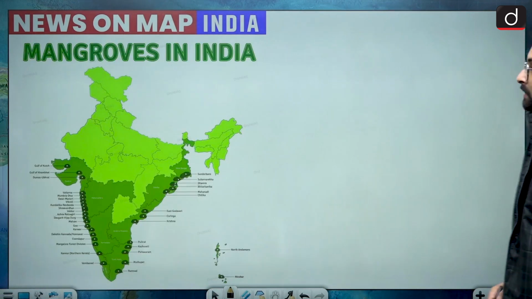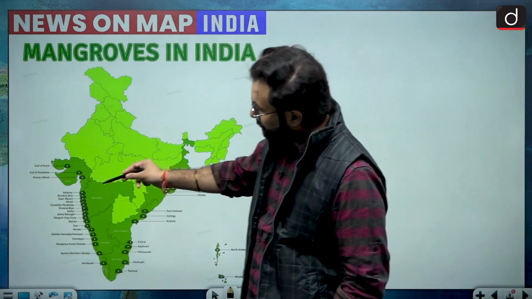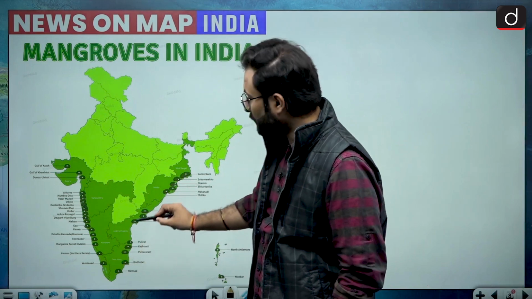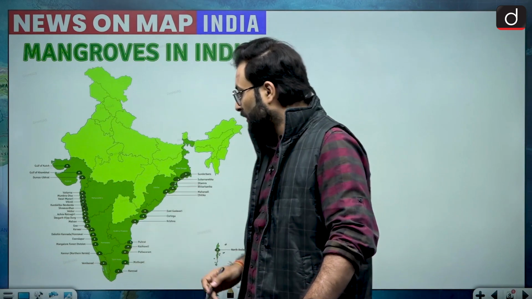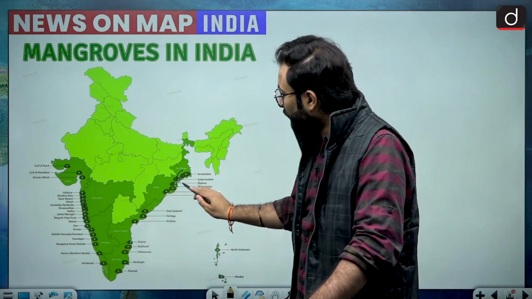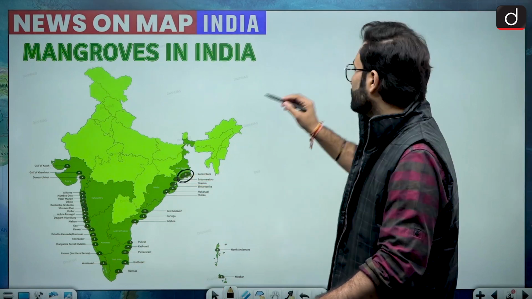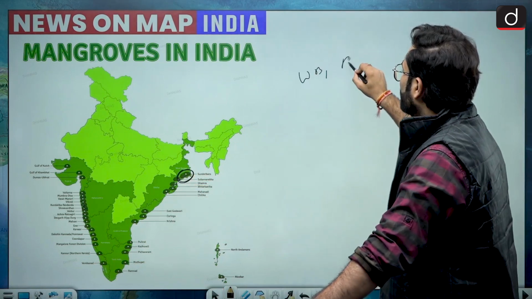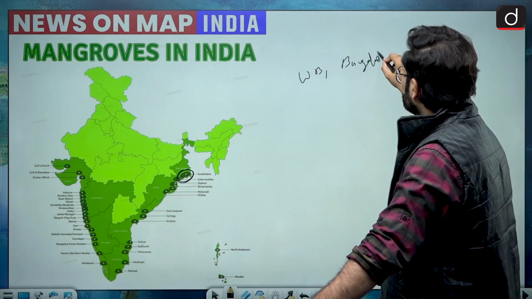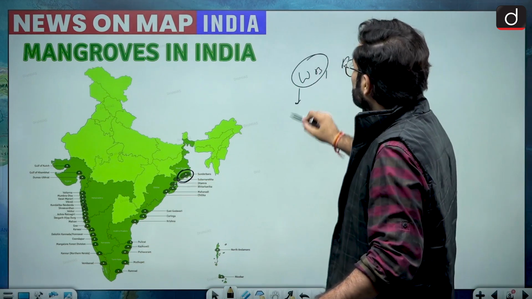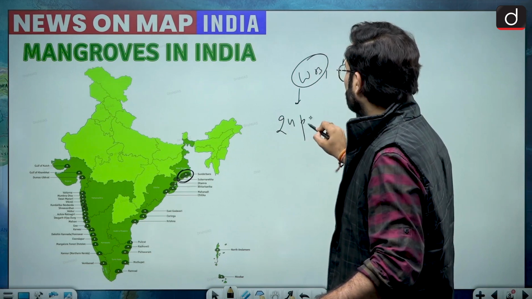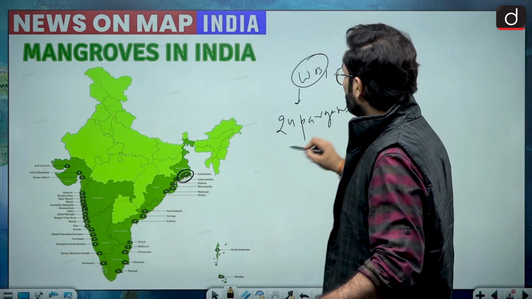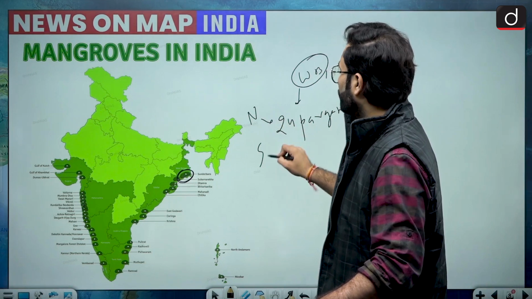Now looking at the map, you can see these mangroves are there on the coastal area. As I told you, these are wherever fresh water meets with the salt water. So that is why the mangroves are over there. And then here you can see this is Sundarban. We have discussed Sundarban, which has its expanse in West Bengal as well as Bangladesh. And in West Bengal, there are two districts, North 24 Parganas and South 24 Parganas. So these two districts have the expanse of the Sundarbans.